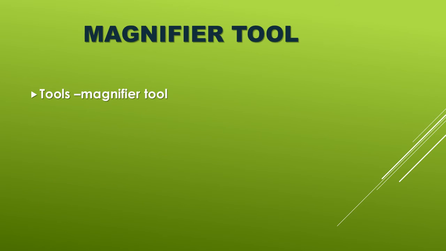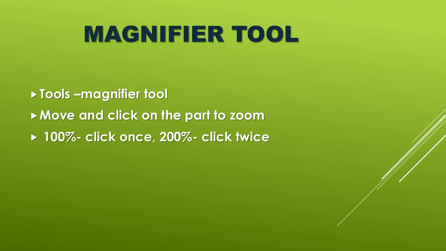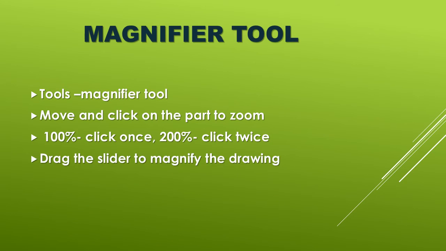For this you need to select the magnifier tool from the tool section. Okay, from the tool section you select the magnifier tool, move and click on the part to zoom. If you click once, it will be zoomed 100%. If you click twice, it will be zoomed 200%. Okay, and drag the slider to magnify the drawing.